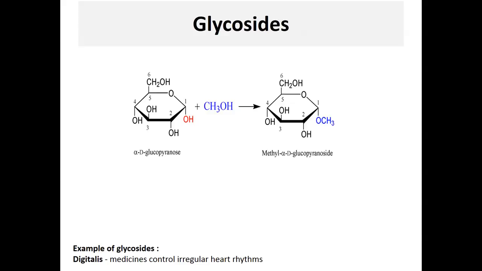Now, one example of these are the glycosides. One example is digitalis. I'm sure you're going to see that in cardio. Digitalis is a drug that is used basically to help somebody with a heart condition, arrhythmia, and so forth, okay? I'm sure you're going to see digitalis in pharmacology. But what I want you to know is that it is a glycoside.